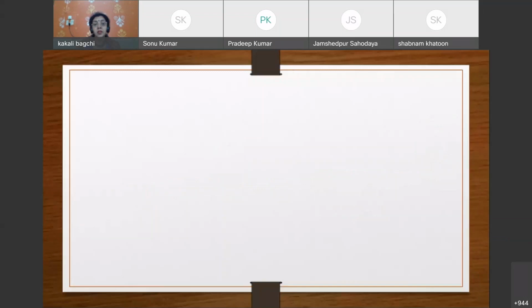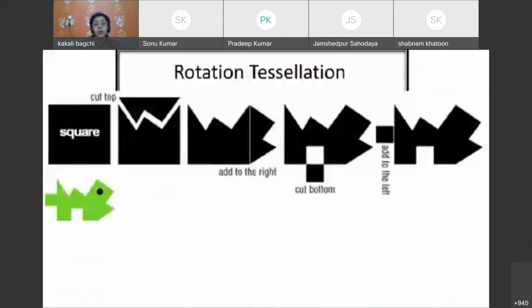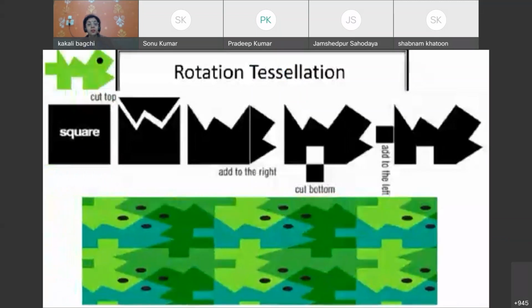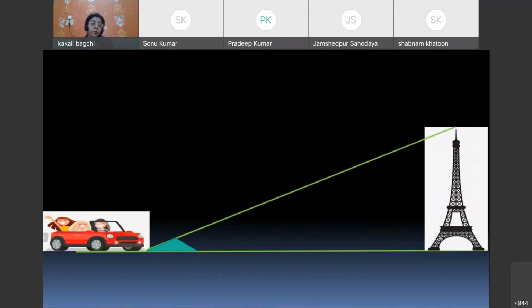For class 9, CBSE emphasizes tessellation. You can go like this, which is created by an art teacher, through which we can teach many geometrical shapes and angles. For class 10, there is the problem of angle of elevation and angle of depression.